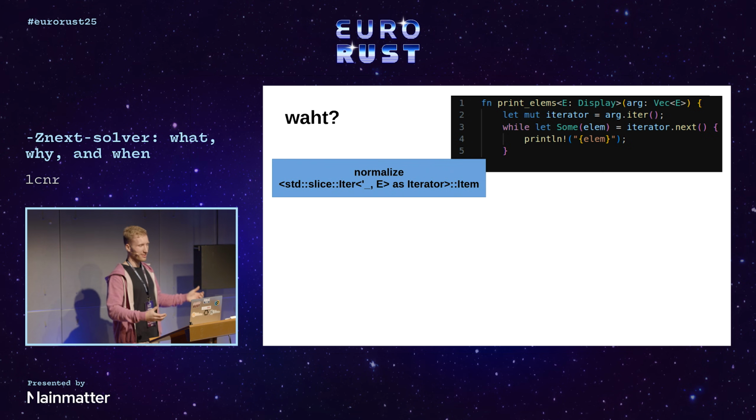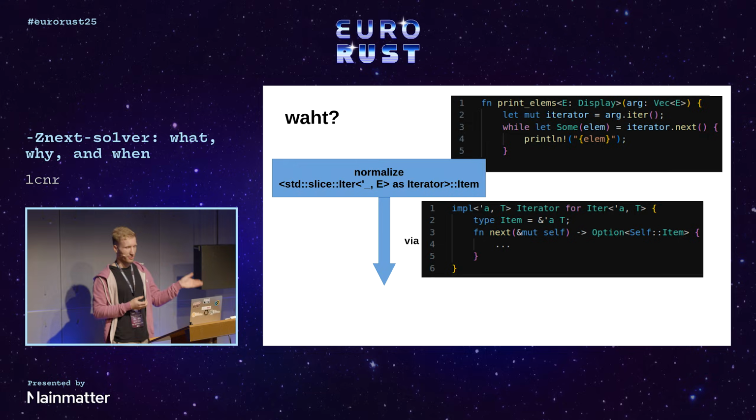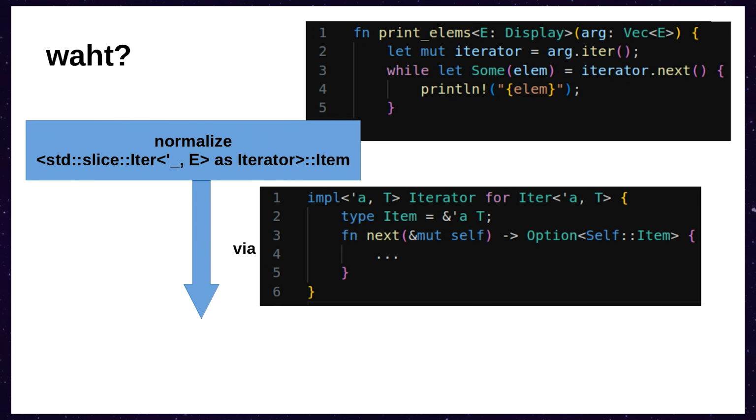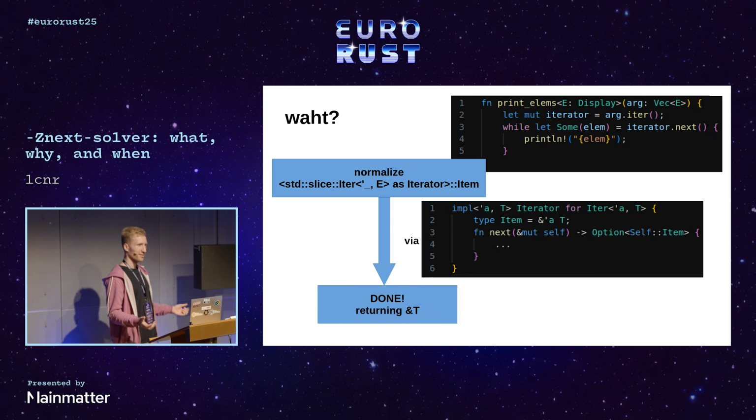And we can use the impl again. So here, there's a beautiful impl Iterator for Iter of A and T. And that tells us the Item, which is a reference to T. And it could have nested where clauses again, which we would then have to prove. This time they aren't. So we're done, and we return that this associated type is actually a reference to T, and now we can use it however you want. So those are the two things the trait solver does. It proves where clauses, and it normalizes associated types.